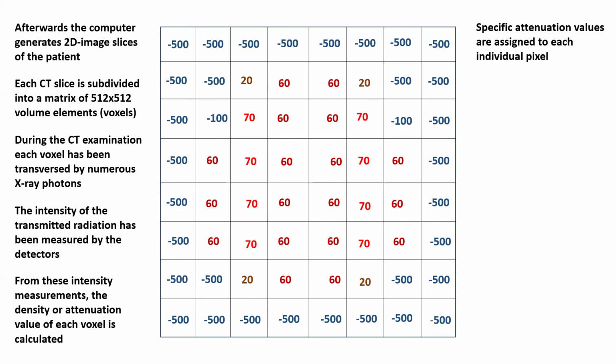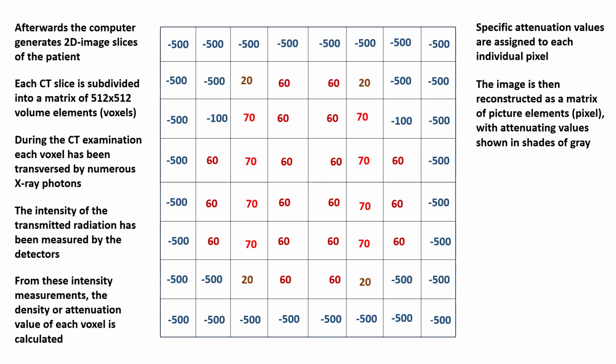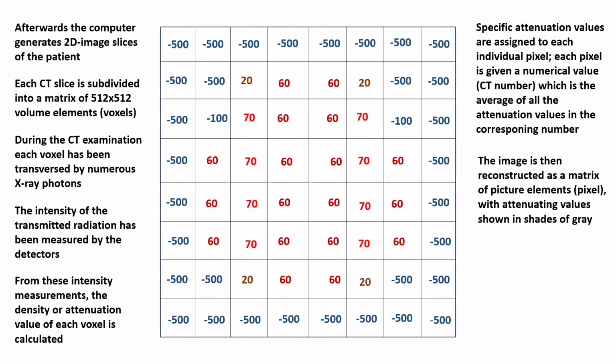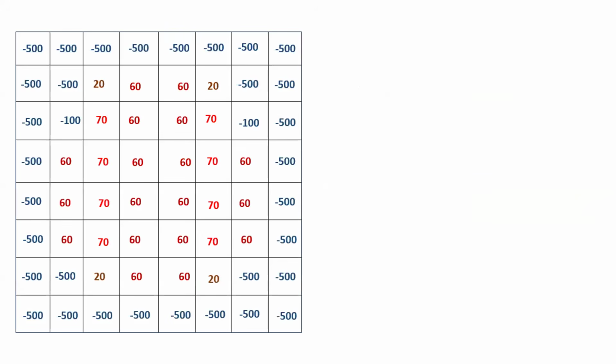And if we then translate these specific values in a grayscale, well, that will allow us to generate an image. So it's basically translating these numerical values in grayscale in an image form, and that is what we look at when we look at a CT image. Let's move on to the next slide.